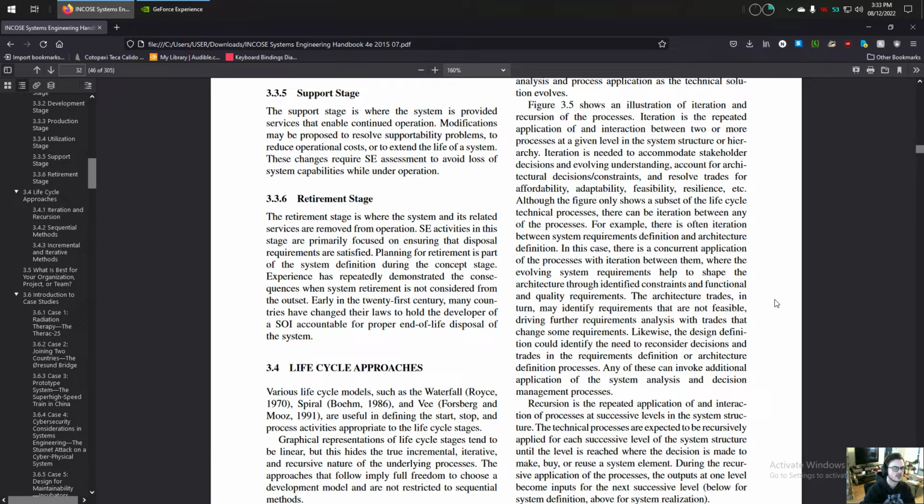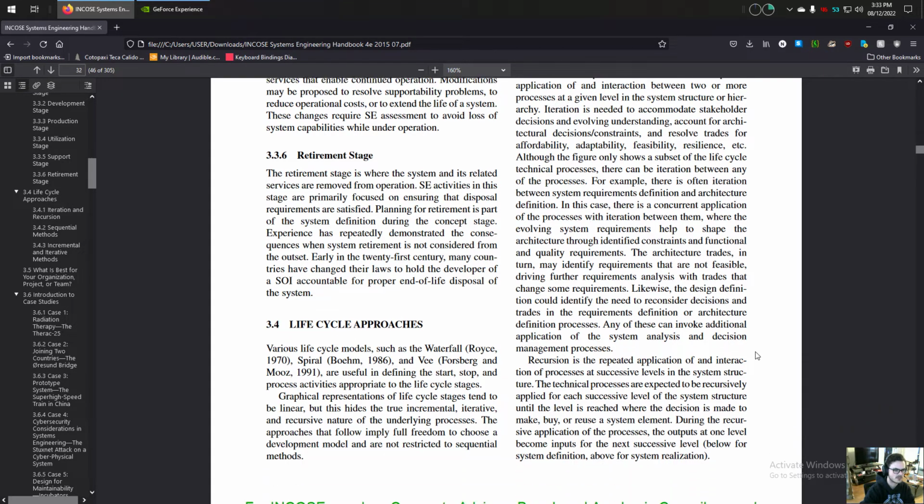The architecture trades, in turn, may identify requirements that are not feasible, further driving requirements analysis with trades that change some requirements. Likewise, the design definition could identify the need to reconsider decisions in trades in the requirements definition or architecture definition process. Any of these can invoke additional application of the system analysis and decision management processes.